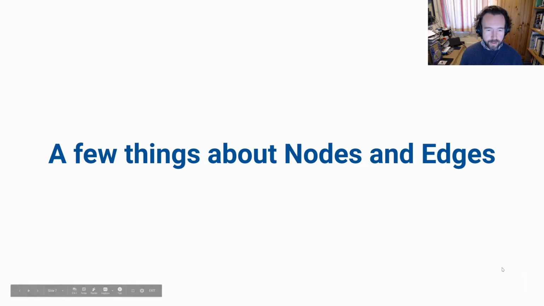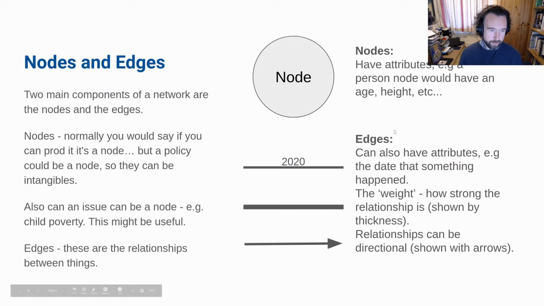So a couple of things about nodes and edges that are worth being aware of. As a refresher, they're often drawn like this, maybe not a circle, but could be different shapes. And actually, different node types would probably have different shapes in a system map if you were doing it a little bit more systematically. So nodes can have attributes. If this was a person, they might have attributes of age and height, things like that. And like I said earlier, if you can prod it, it's probably a node, an object or an entity in that system.